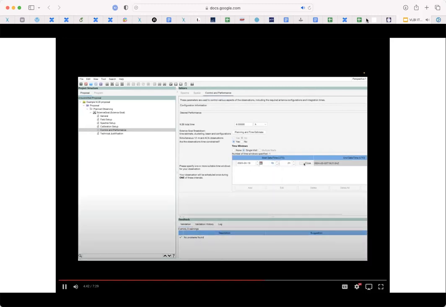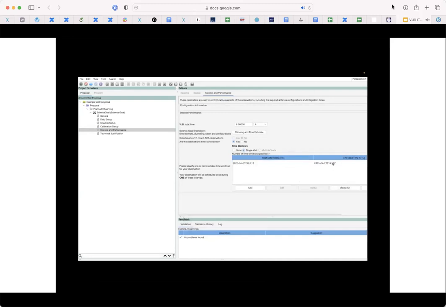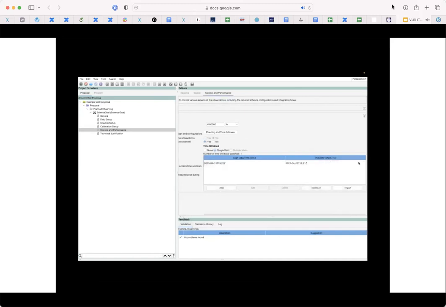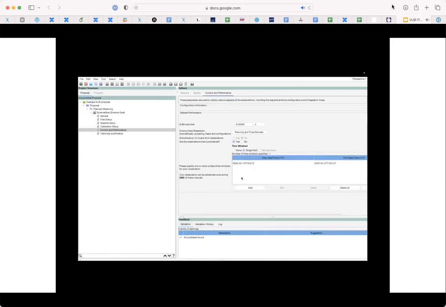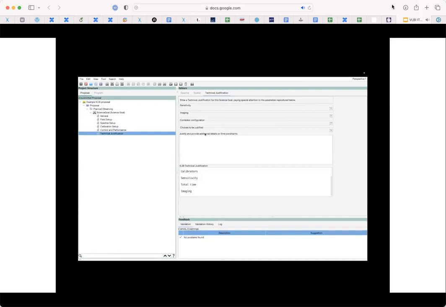Let's see here, from here to there. And this is adjusted directly, but you can also adjust this yourself. You come here and okay, this looks good. And then also in the technical justification, there is now a new window that opens, but you have to justify your time constraints and say why you want to observe at these times.